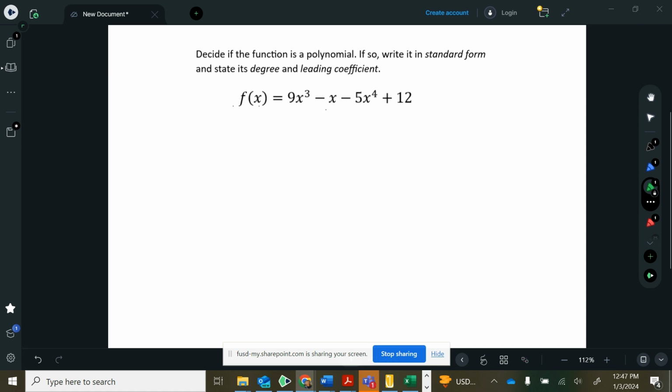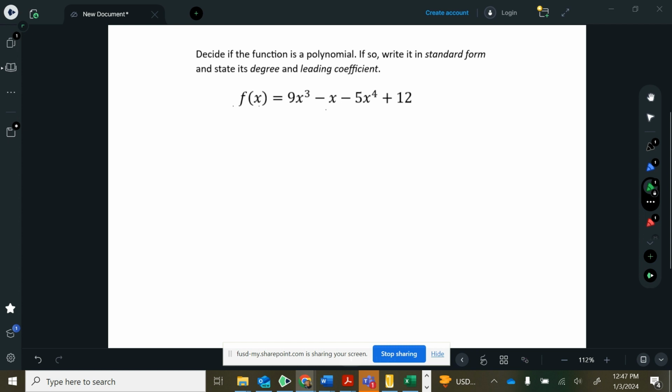So here we have a problem asking us to decide if the function is a polynomial. That's the first part here. We're either going to say, yes, it is a polynomial, or we're going to say, no, it's not. If we decide that it is a polynomial, then we've got to do the following things: write it in standard form and identify the degree and the leading coefficient. If it's not a polynomial, then we won't do those things.